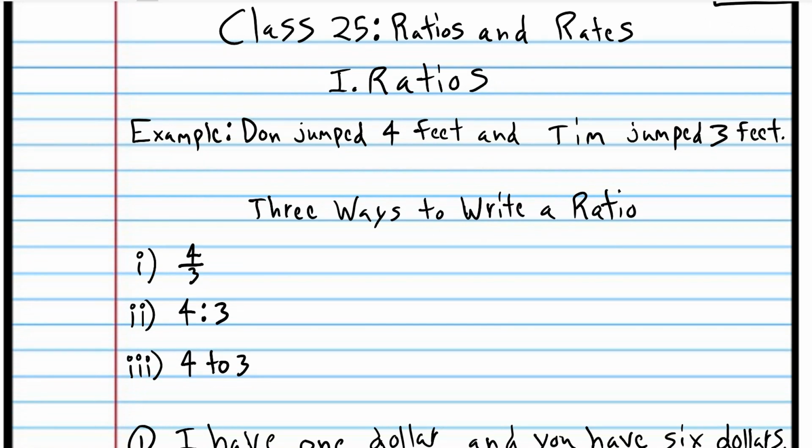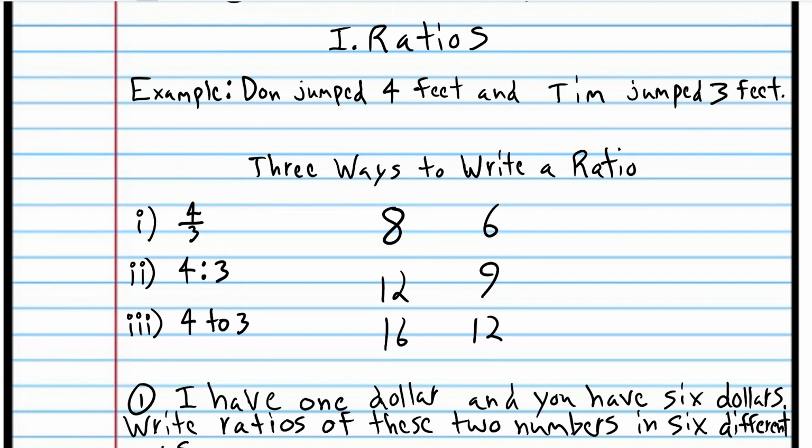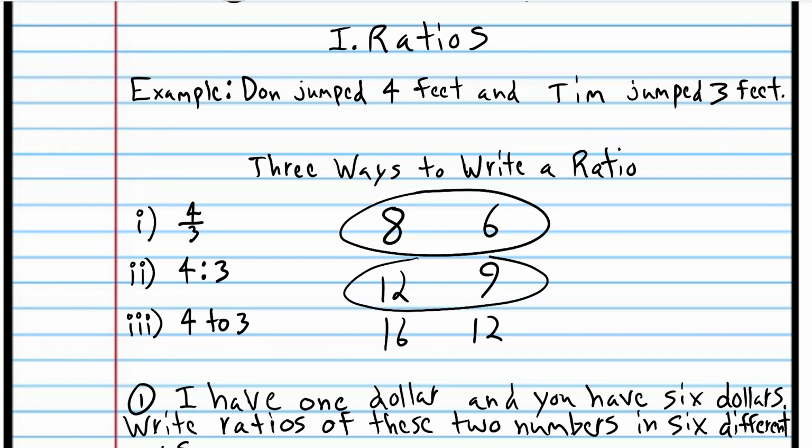If each person jumps twice, then Don will jump 8 feet and Tim will jump 6 feet. And if each person jumps 3 times, Don will jump 12 feet and Tim will jump 9 feet. And if each person jumps 4 times, Don will jump 16 feet and Tim will jump 12 feet, and so on and so forth. So when we say that a ratio is a relation between two numbers, that's what we mean. Each pair of numbers is a ratio, and they maintain the same relation.